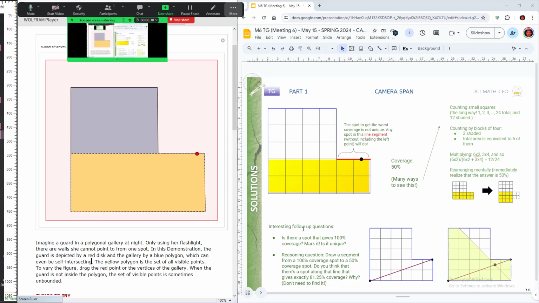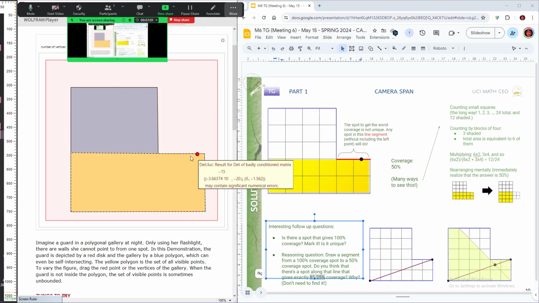And then some interesting follow-up questions you could have is if there's a spot that gives 100% coverage. So that's easy, simple, as we saw it, just to contrast. And then something harder and conceptual is if you draw a segment from the 100% coverage to the spot you discovered, right, of 50%, you think that there's going to be a spot with exactly 81.25%? You don't need to find it, but just reason why or why not.